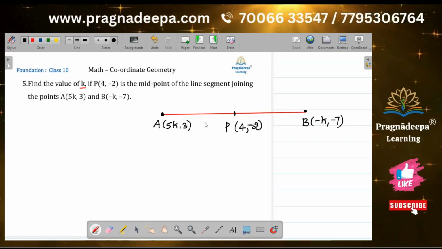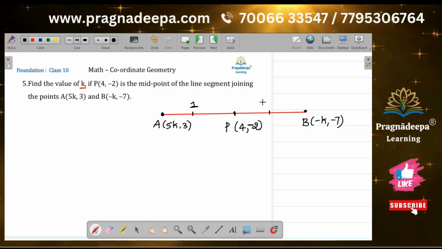Here also you can use two approaches. One is by using the distance formula. Another one is using the section formula. So we know the direct midpoint formula, which is a section formula, but you can use the distance formula too. But what happens if you use the distance formula? The calculation will be more. You have to find out AP and PB, then equate the two, because AP is equal to PB as given. So instead of that, what can you do?